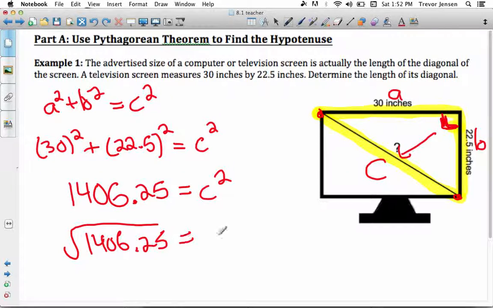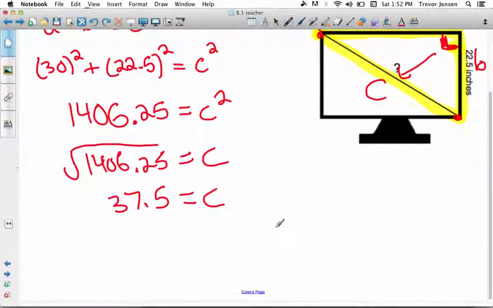1406.25 equals c squared. So I now have to take the square root of 1406.25, and I get the answer 37.5 equals c. So the question asked me to determine the length of the diagonal. I did that. I'll write my answer.